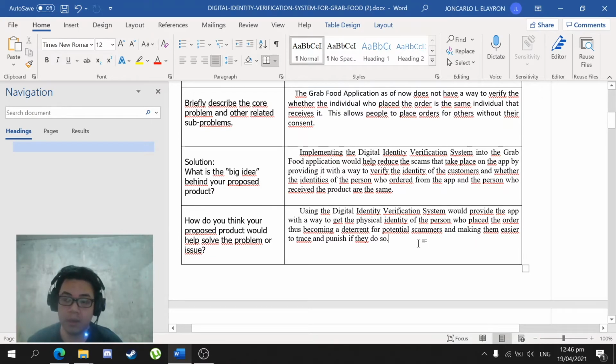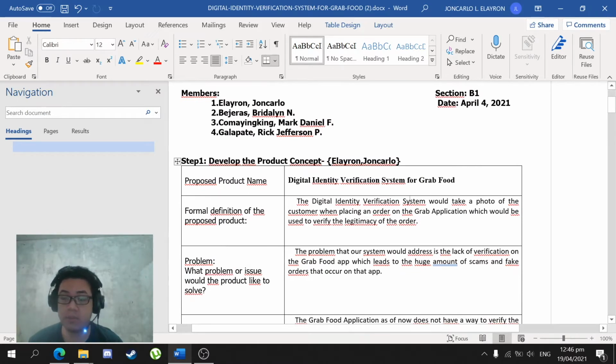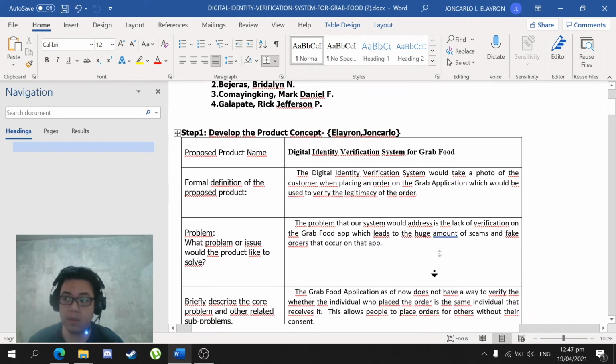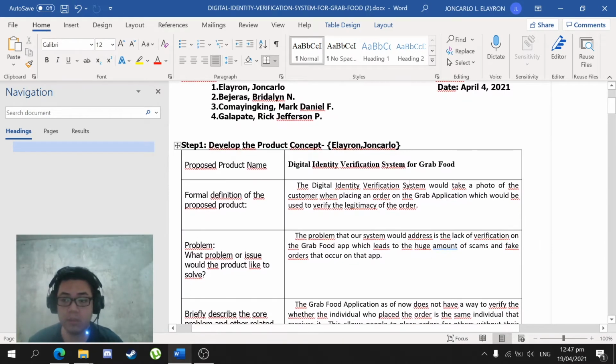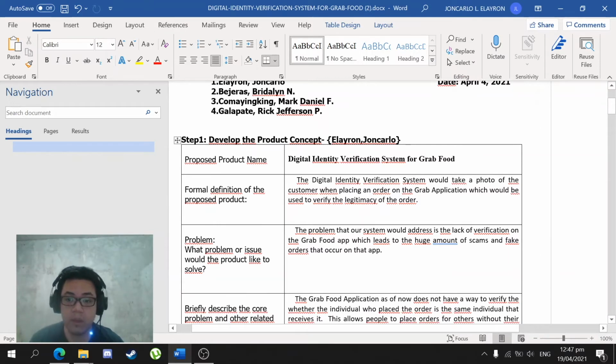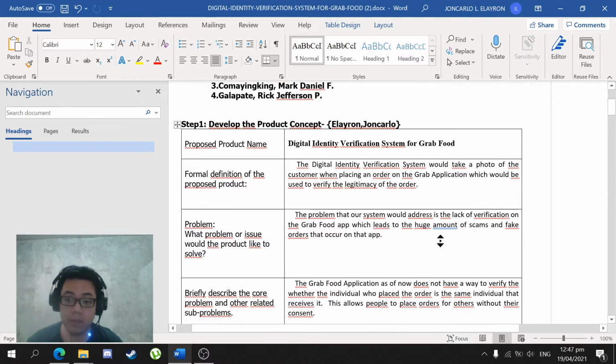So basically our product is a verification system for the GrabFood application, in which using the system it would take a picture whenever someone orders something from the application and use that picture to check if the person who received the product is the same person who ordered it. So using the system we could reduce the amount of scams that happen in that application.